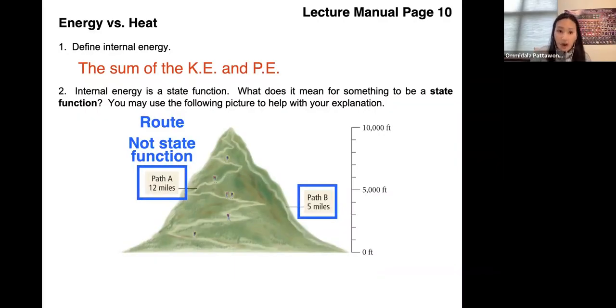So in this case, we can say that the route we are taking is not a state function, because it depends on the path. If you take a shorter path, it's going to be shorter than a longer one. So it depends on the pathway.